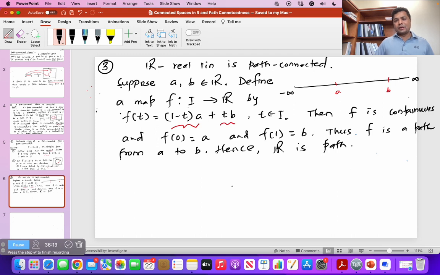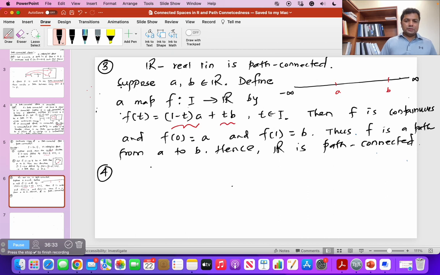And geometrically you can see that R is path connected. If you pick any two points on the real line, you can join those two real numbers by a straight line.